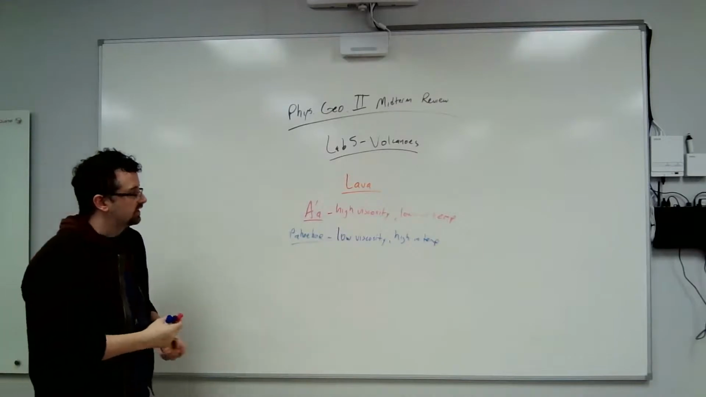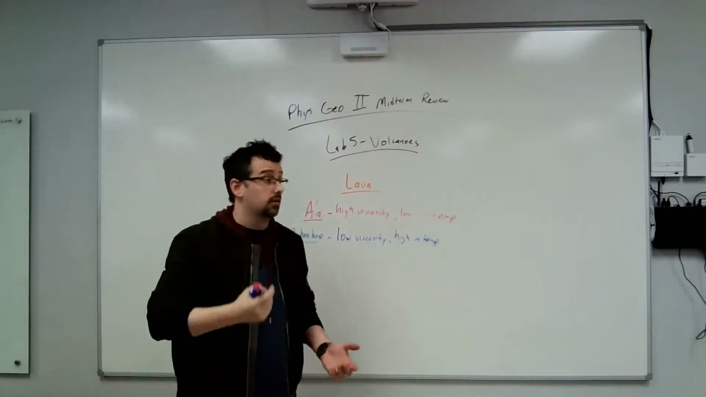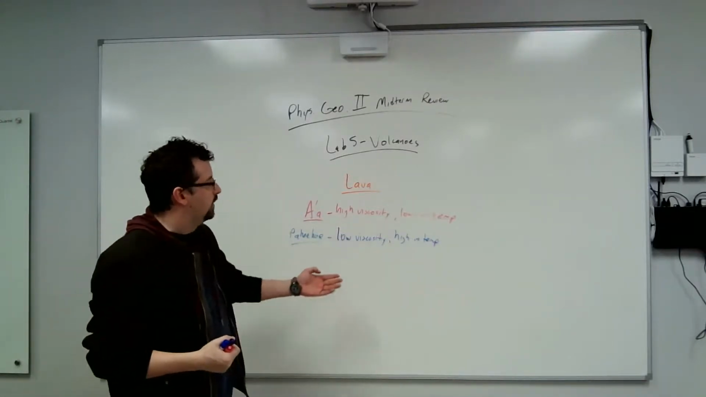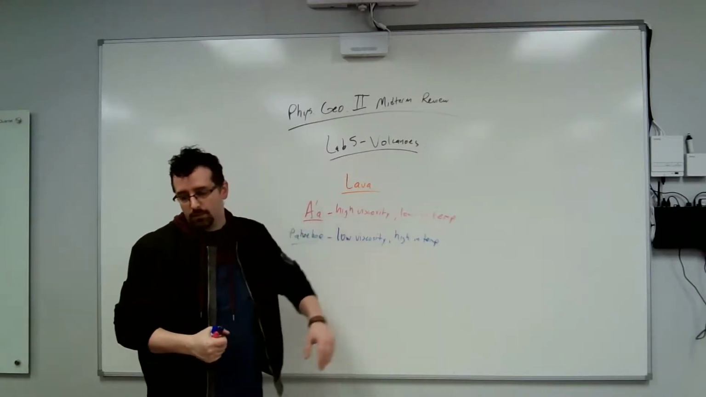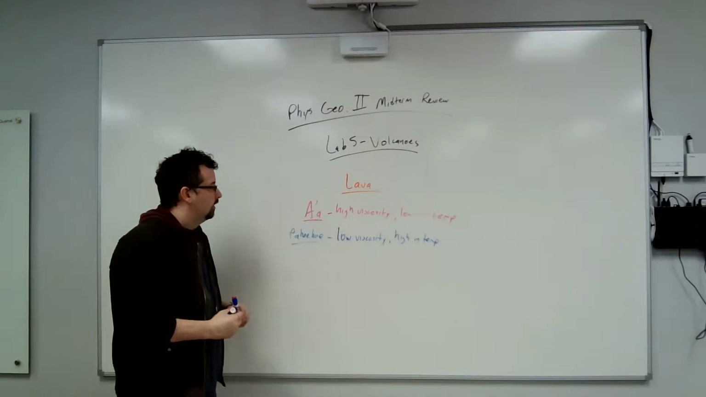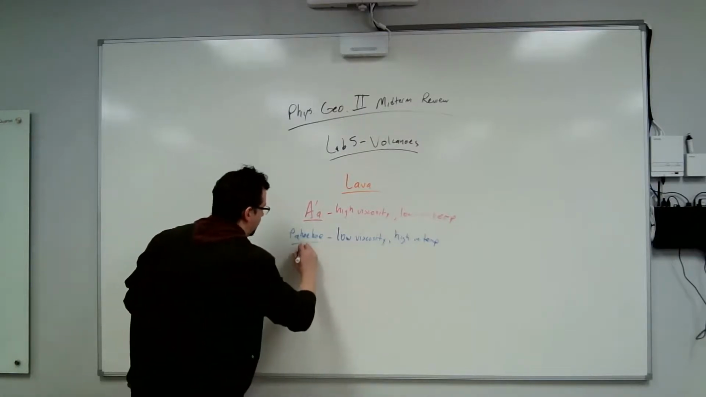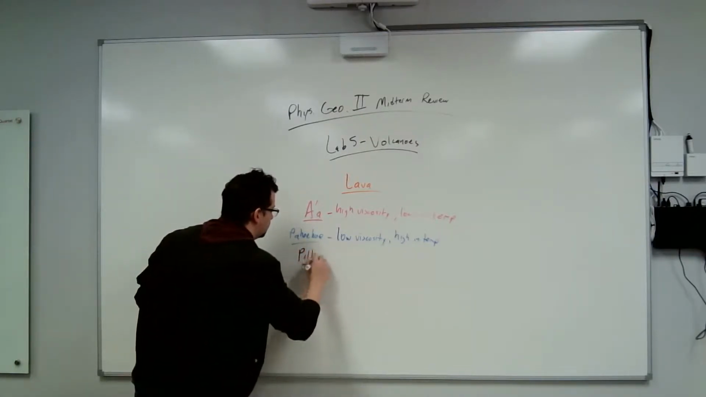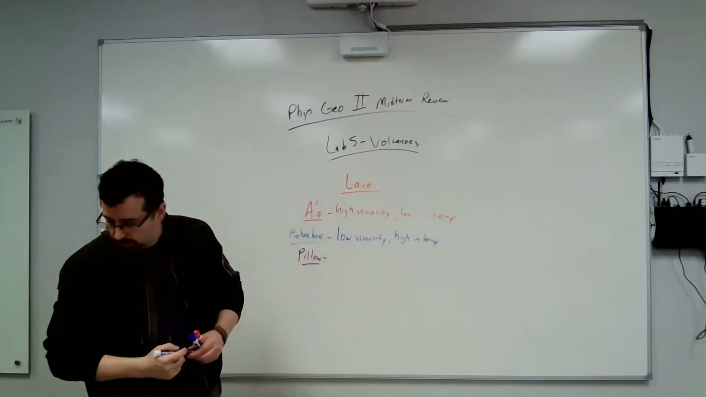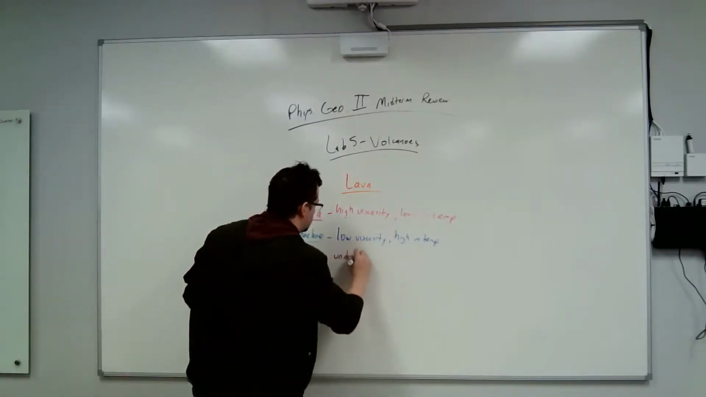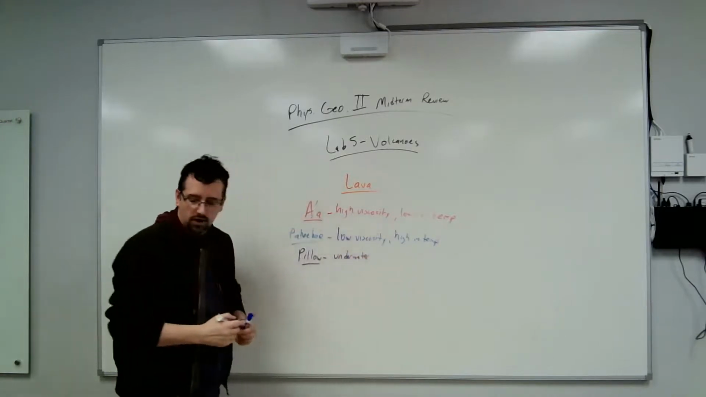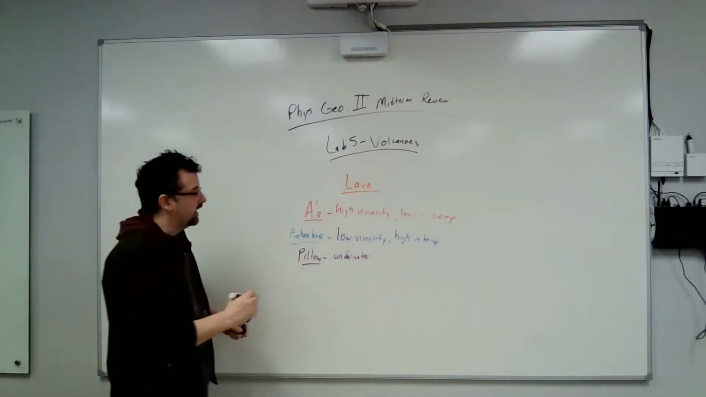This would have the consistency of water. Water has low viscosity, and this lava would be high in temperature. And last is pillow lava. This is underwater, and this tends to form shells.